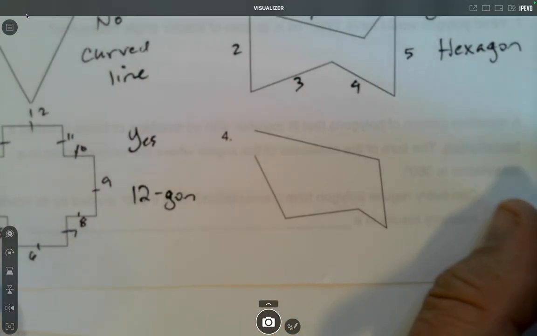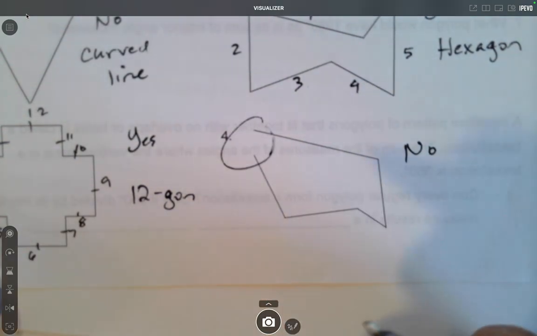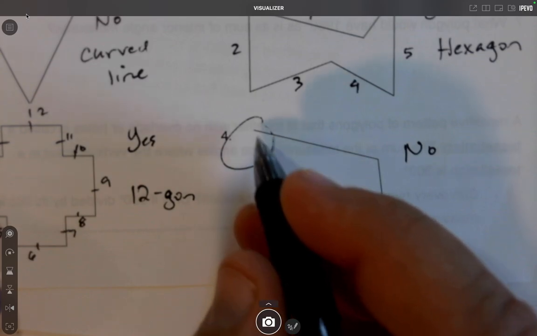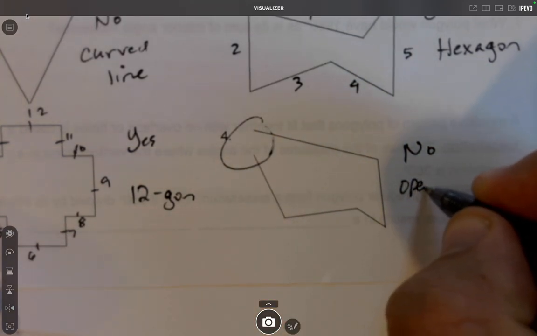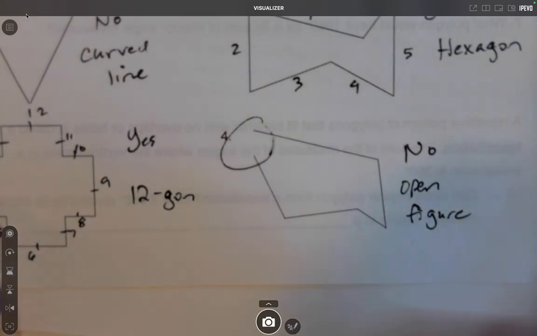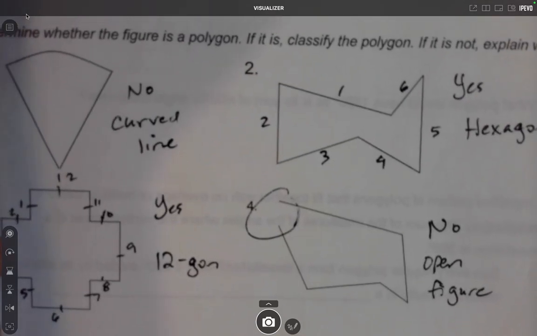Number 4, this is not a polygon because of this spot right here. It's an open figure. It needs to be closed. All the endpoints need to connect to another endpoint. So it's because it's an open figure that we have to say, nope, it's not a polygon. So that's the first task, is being able to look at a shape and say, is it a polygon or not? If it's not, tell me why not. If it is, name the shape.